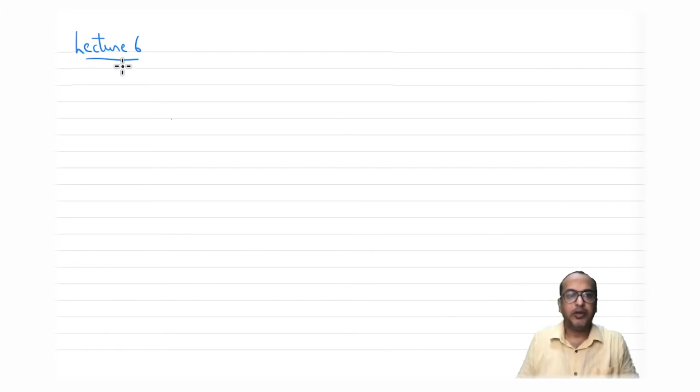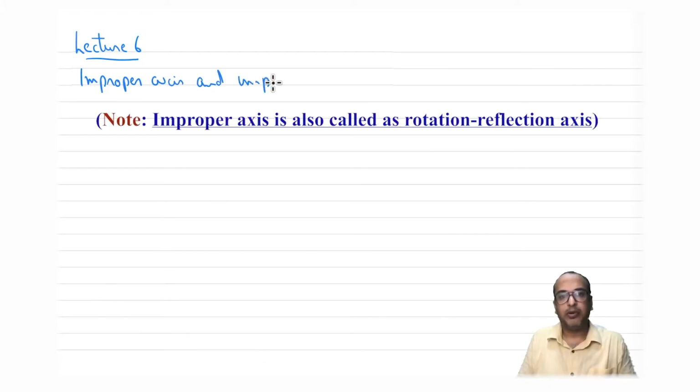So let us continue our discussion of symmetry elements and symmetry operations. In this set, we have the last symmetry element and symmetry operation, which is called the improper axis, and the corresponding operation is called improper rotation.